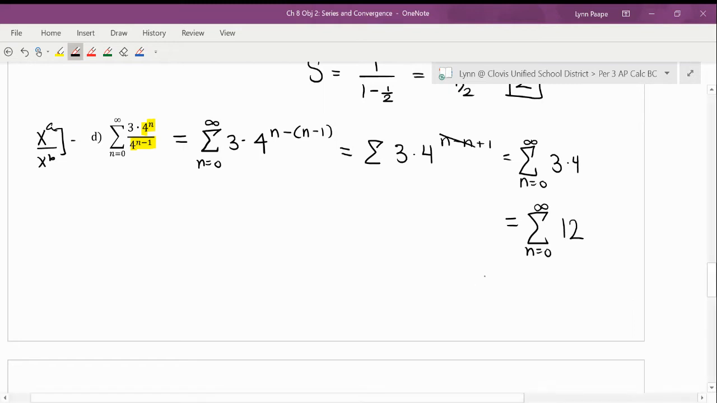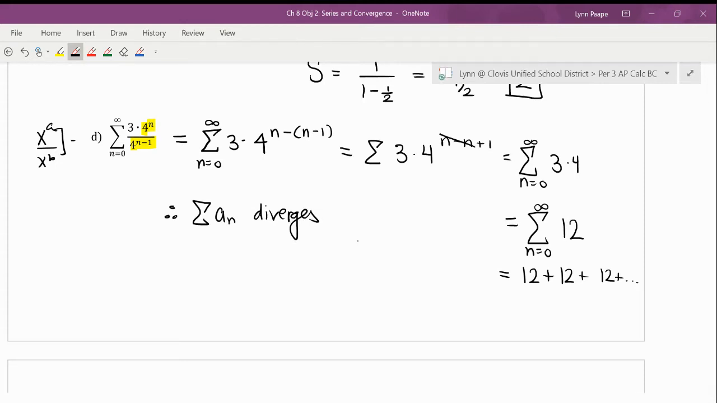A little intuition here. So this is saying that you're taking 12 and you're going to add that infinitely many times, right? So what's the value of the first term? 12. What's the value of the second term? Still 12. How about the third term? It's still 12. So what do you think? So does this converge or does this diverge? Well, this is going to diverge because if I added 12 repeatedly, it's going to go to infinity. Okay?